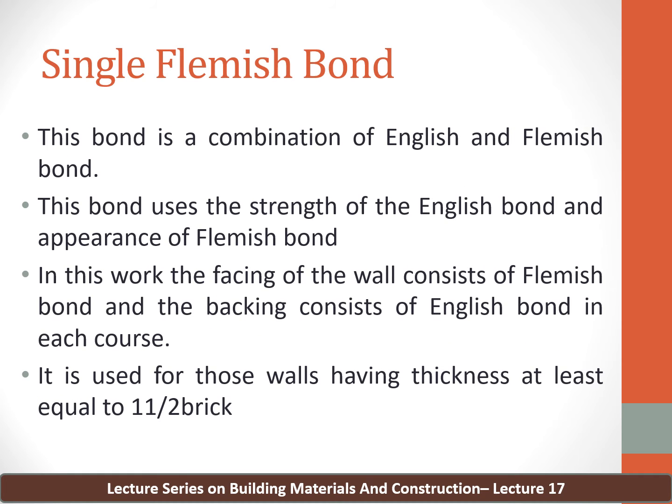In case of single Flemish bond, this bond is a combination of English and Flemish bond. This bond uses the strength of the English bond and the appearance of the Flemish bond. In this type of work, the facing of the wall consists of Flemish bond and the backing consists of English bond in each course. It is used for walls having thickness at least equal to 1.5 brick.